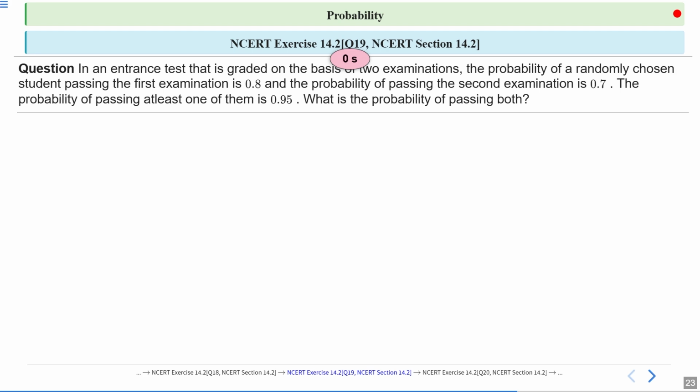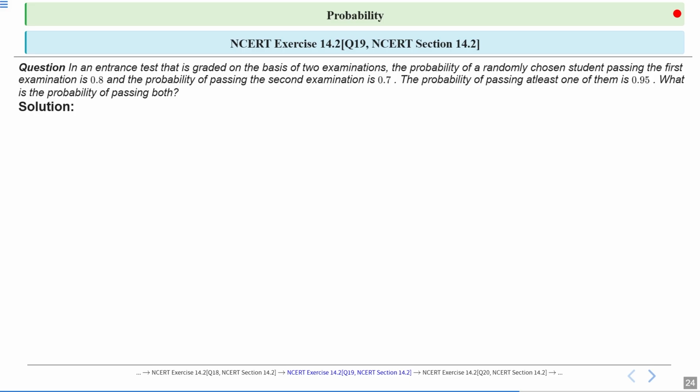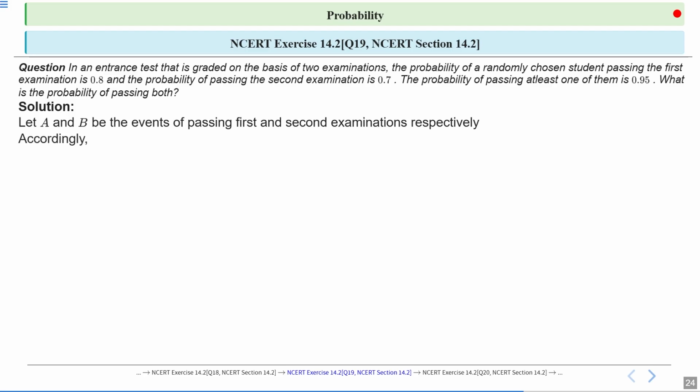Okay students, now we will solve this question. First, let A and B be the events of passing first and second examinations respectively. So A is the event of passing the first examination and B is the event of passing the second examination. And now accordingly, probability of A is given 0.8, probability of B is given 0.7, and probability of A or B is given 0.95.